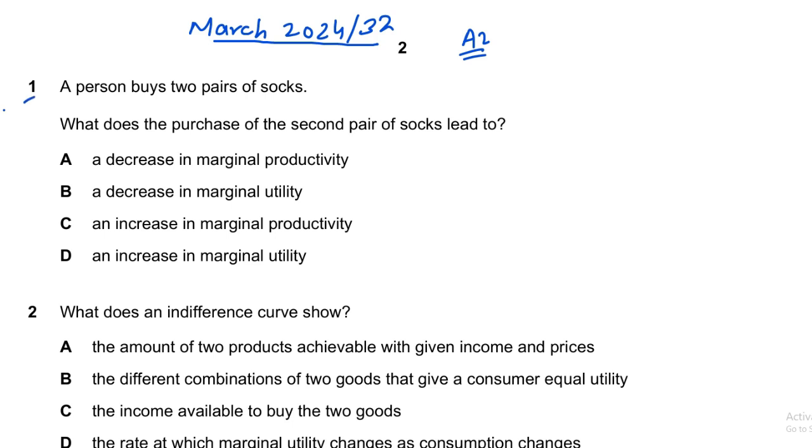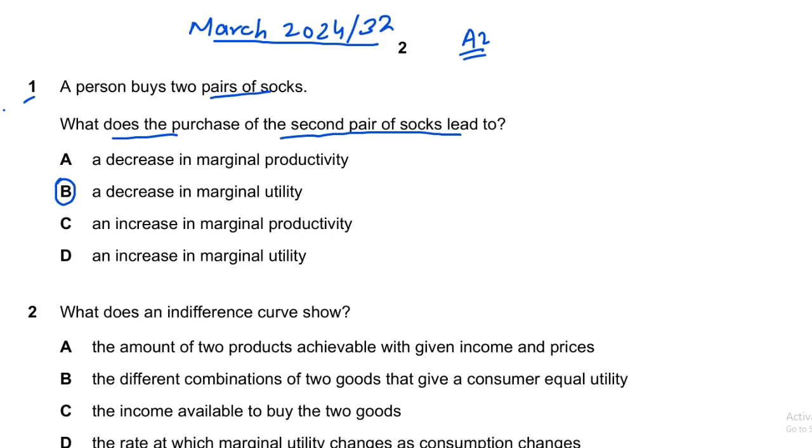Question number 1: a person buys 2 pairs of socks. What does the purchase of the second pair of socks lead to? This is a really important concept of economics regarding consumer behavior, and that is marginal utility, the law of diminishing marginal utility. The law states that when we keep consuming the same product repeatedly, the marginal utility of every additional unit goes on to decrease. So for this question, option B is the correct answer, which says a decrease in marginal utility.